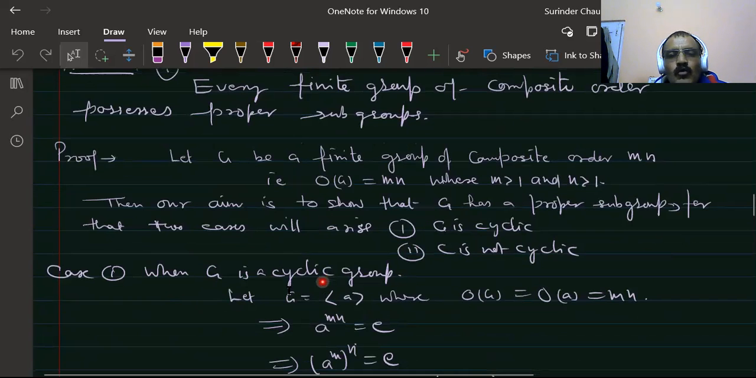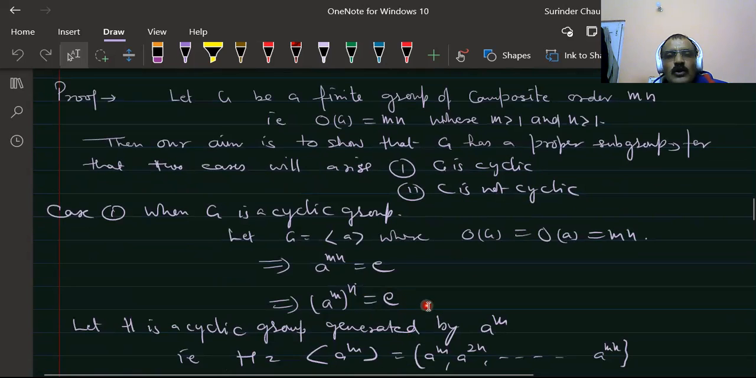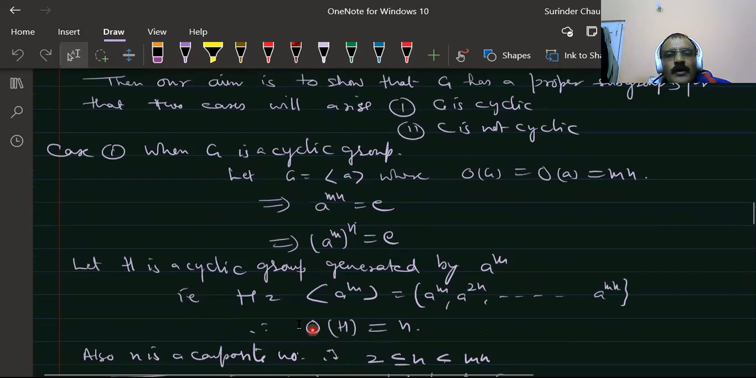Suppose G is cyclic, so it has a generator, let's say G is generated by a. Also, if G is finite, then the order of G must be equal to the order of the element, which is mn. So a to the power mn must be equal to e. This implies a to the power m, raised to n, is equal to e. So H is the cyclic subgroup generated by a to the power m. The elements of H are a to the m, a to the 2m, and so on.